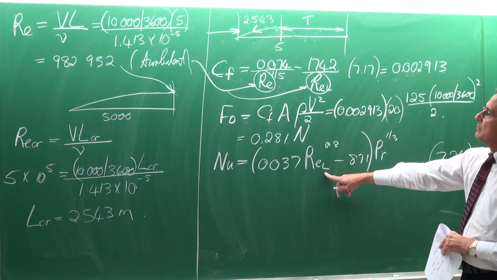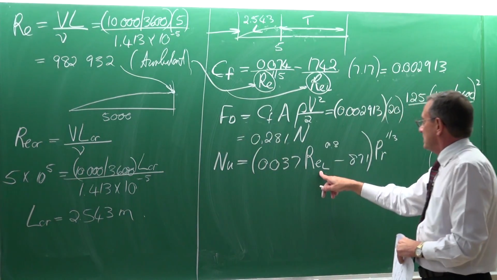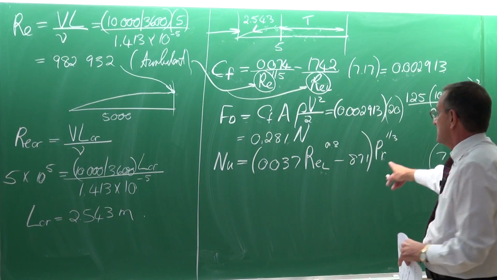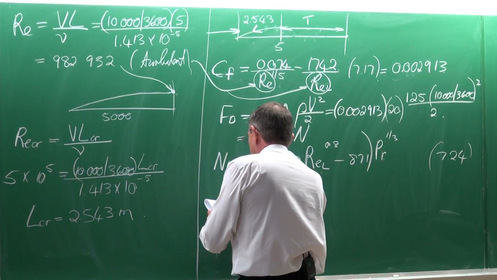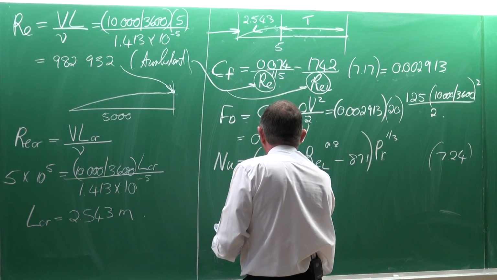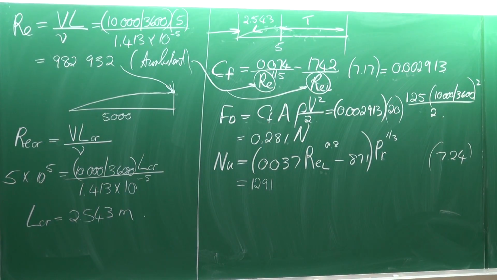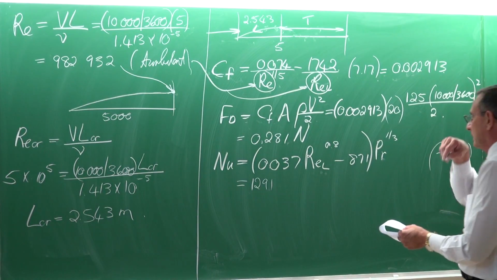Right, the Reynolds number, there it is. Okay, just put it in. The Prandtl number, there it is. Just do the substitution, and then we get that the Nusselt number is equal to 1,291. So the heat transfer is being enhanced by approximately almost 1,300 times in comparison with conduction only.